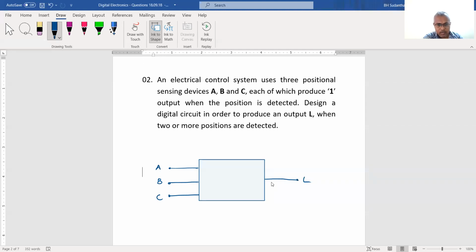Okay, as usual, you can draw a block diagram. The block diagram is already here now. Then you can prepare a truth table and put the conditions in it. Now the conditions are not straightforward here. They are hidden inside the problem, and you have to extract them. There is only one condition: when two or more positions are detected, then we have to turn this L on. Or L should be 1 when you have detected the correct position. Okay, shall we try this one?